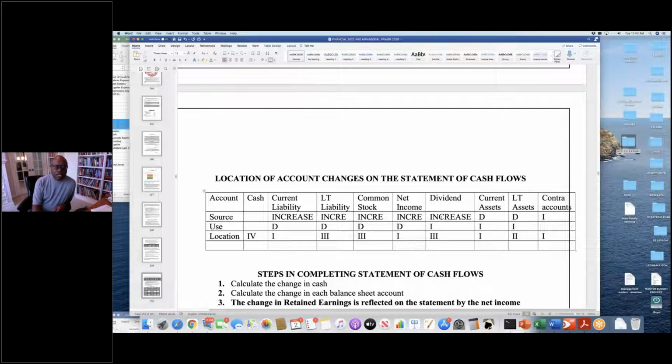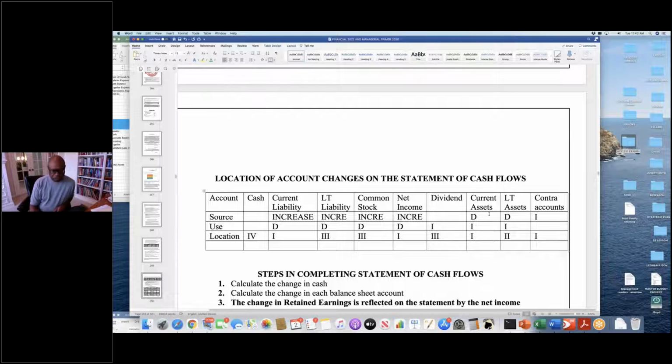Dividends, typically always going to be an increase, and they're going to be in part 3 as a use. Wait a minute, it's not supposed to be. Let me take this out of dividends. Dividends is always going to be a use in part 3. It's going to increase, but it's going to be a use.